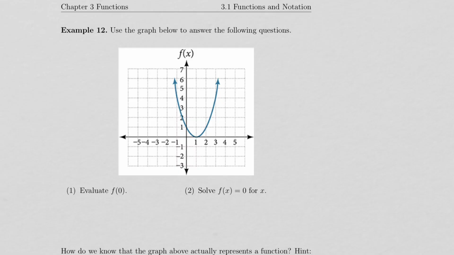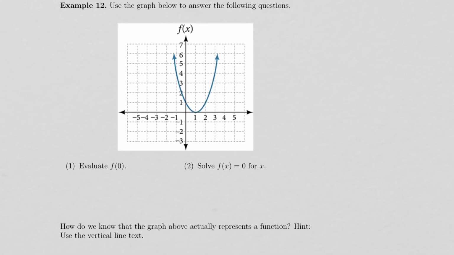Okay, let's see if we can answer some questions about this. How would we evaluate f of 0? Well, this is saying if the input is 0, what's the output? So we go to the graph, where we have x equals 0, we want to find the output, so we go up to the graph. In this case, it's equal to 1, right? If x is 0, the output y is 1. So in this case, f of 0 will just be 1.